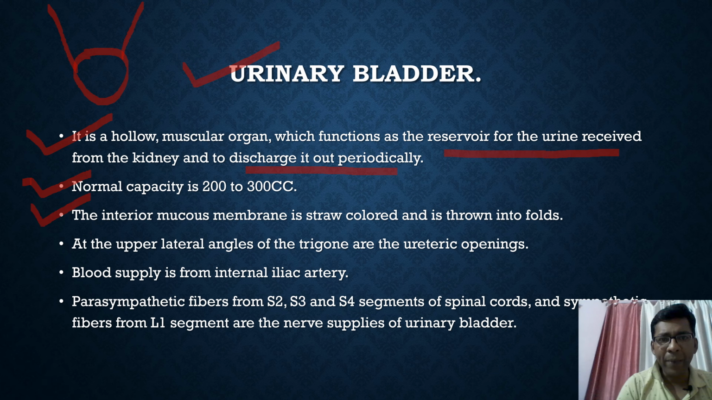At the upper lateral angles of the trigone are the ureteric openings. These are the two ureteric openings where the ureters are coming in. Blood supply is from the internal iliac artery, and the nerve supply is parasympathetic fibers from S2, S3, S4 segments of the spinal cord, and sympathetic fibers from L1 segment. It may come as a short note, or each and every line is important for MCQ purposes also.